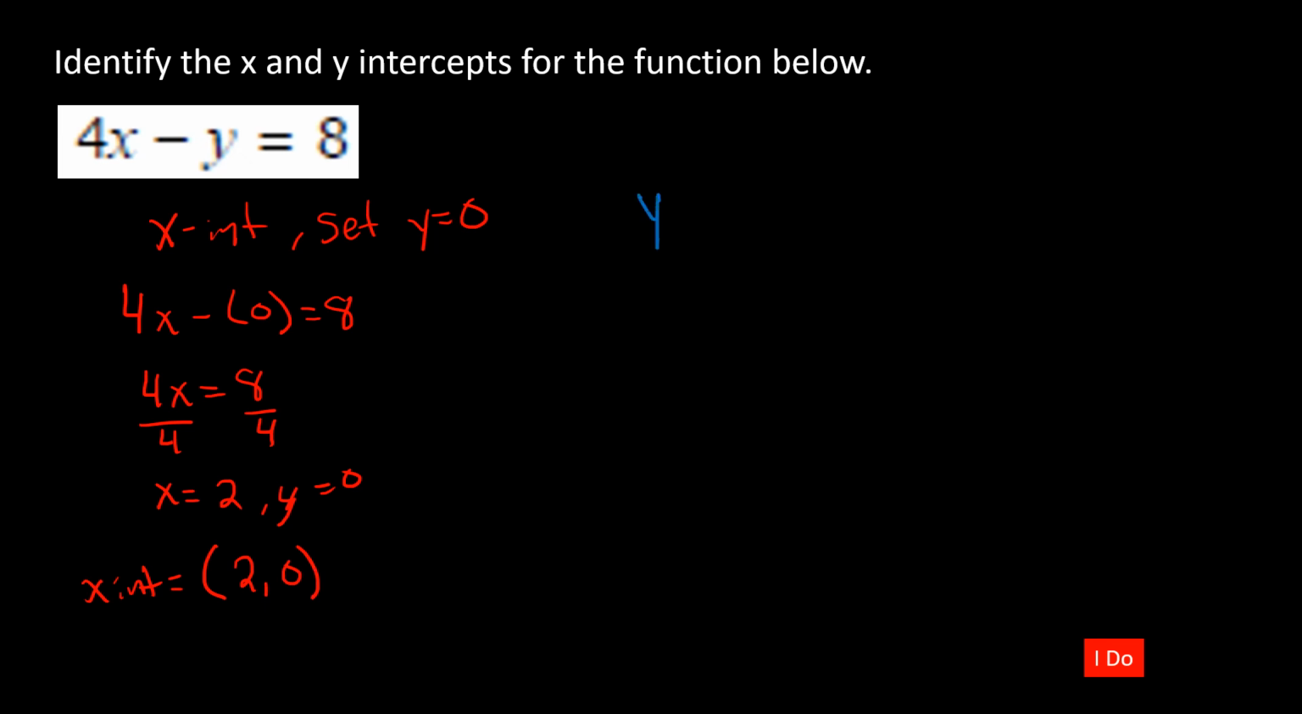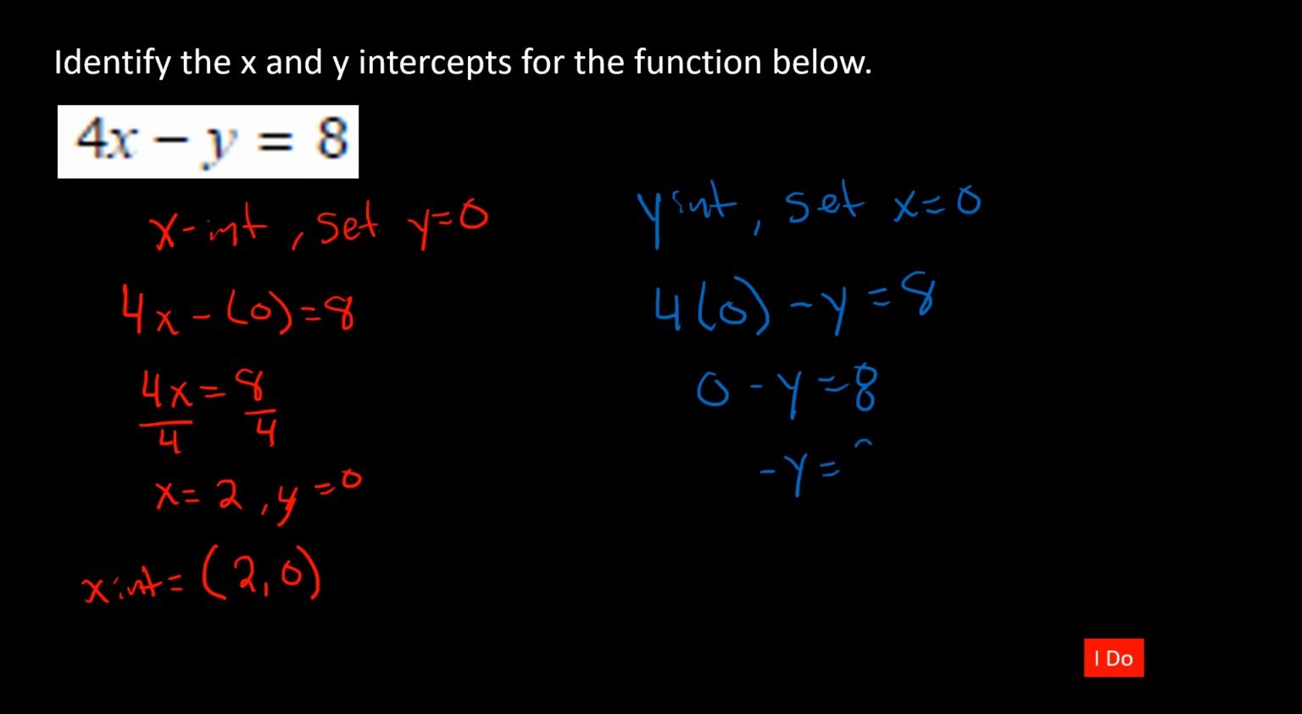To find our y-intercept, we need to set x equal to 0. So when we do that, we get 4 times 0 minus y equals 8. And 4 times 0 is 0, minus y equals 8. So then we get negative y equals 8. Divide both sides by negative 1, because we're not looking for negative y, we're looking for a positive y. And we get y equals negative 8.